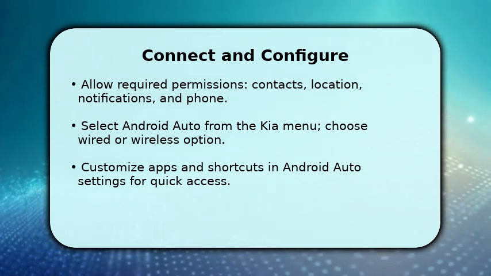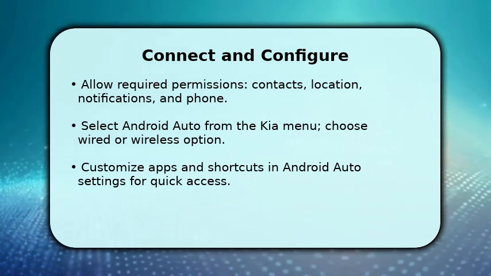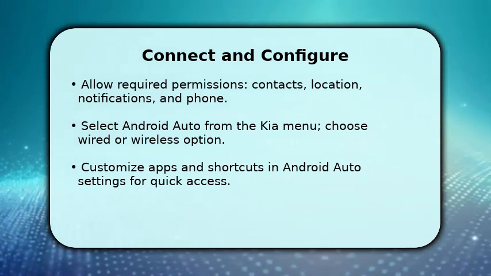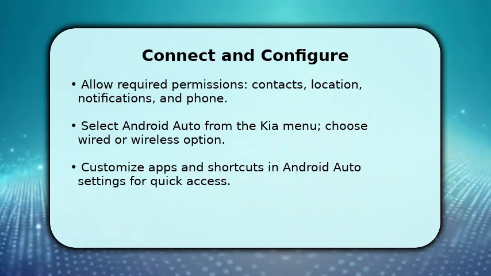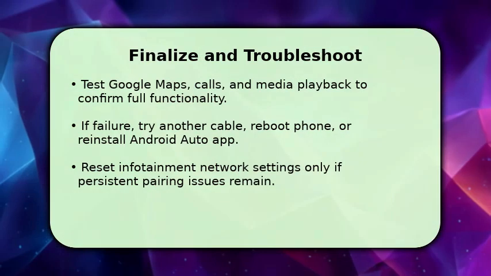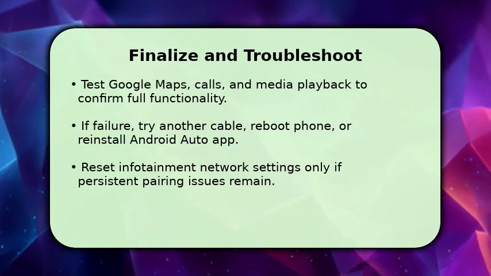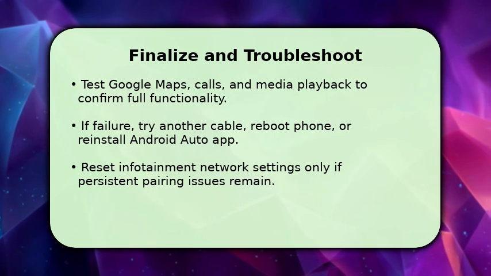If prompted, pick wired or wireless connection. Wireless requires initial pairing via Bluetooth and Wi-Fi. Once connected, open Android Auto settings to enable preferred apps, arrange shortcuts, and set voice activation. Because of this tailoring, you finish by testing core functions. Start navigation, place a call, and play audio to confirm everything routes through the car.